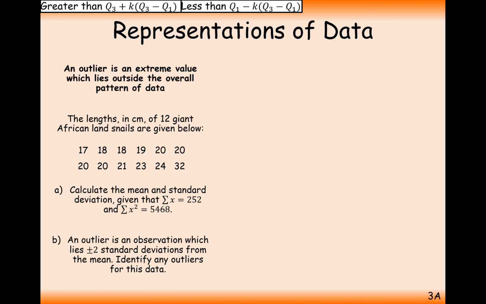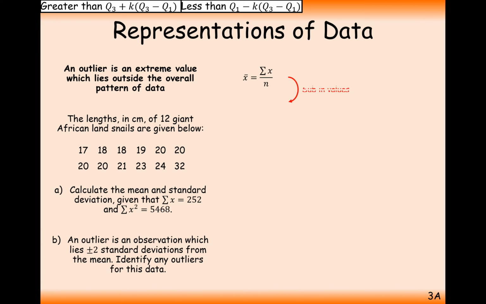5,468. And then another way that we can define outliers is that it's an observation that's plus or minus 2 standard deviations from the mean. So we need to identify outliers that way as well. So we've got 2 ways of identifying outliers, and it will be given to you in the question what method they'd like you to use.